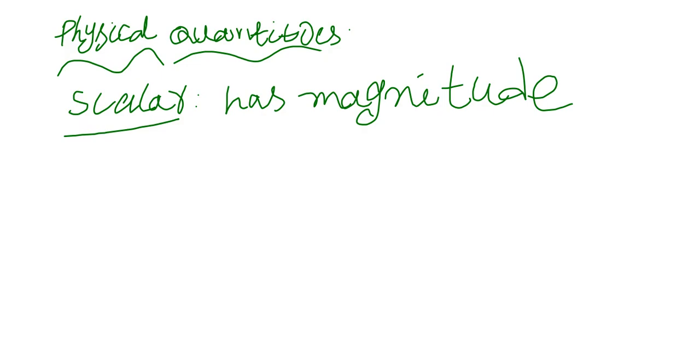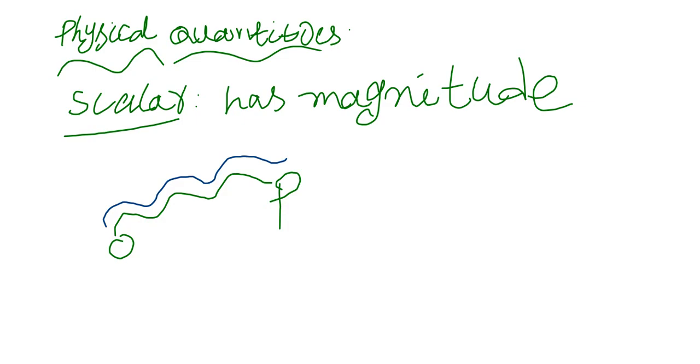Suppose that a fly is moving like this. It moves from O to P. So how much distance does it travel? Distance is the actual length traveled by an object. How can you find out this length?